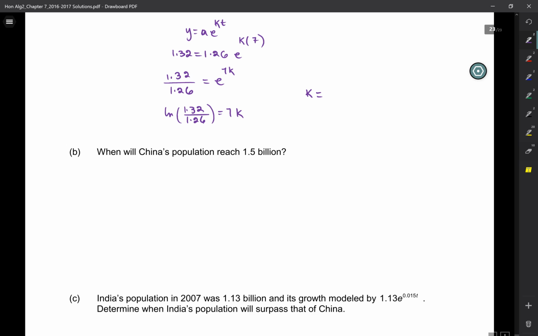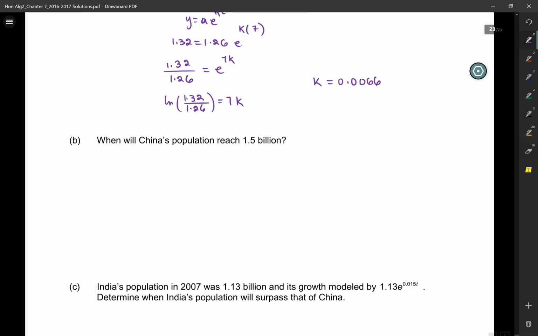Negative 0.0. No, 0.6512. Are you sure? It must be much smaller. That's what it is. 0.0066. Go to 4 decimal places. Yeah, it shouldn't be negative. Oh, I'm sorry, it's not negative. Yes, K is 0.0066. All right, so here's just K.